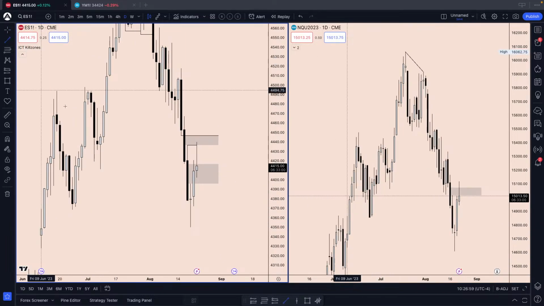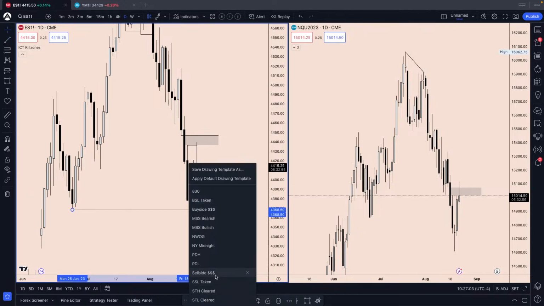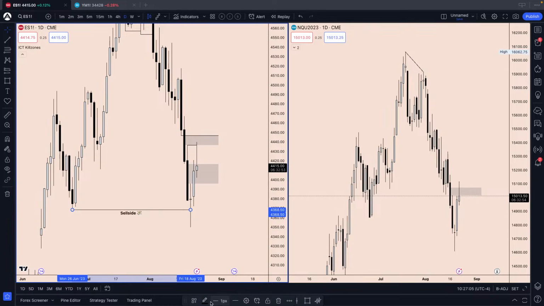We all cleared sell side on my chart. Cleared sell side on all charts. Hang on. Sell side taken.